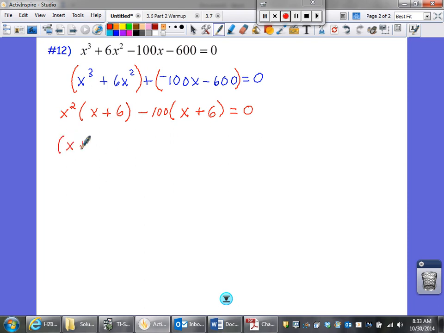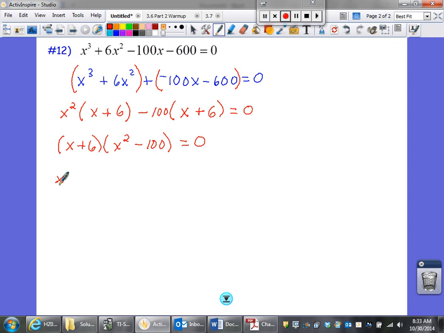We're going to pull the x plus 6 out to the front. We're going to factor it out. What's left? Well, there's an x squared, and there's a minus 100. And that's set equal to 0. All right, so now these are 2 factors multiplied together.